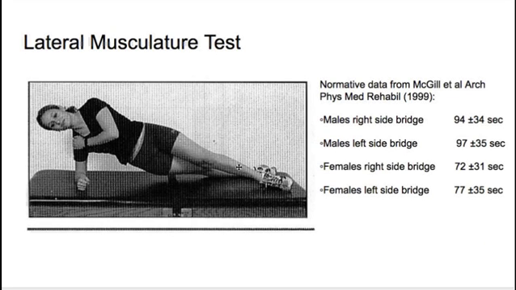This is the lateral musculature test, where the person's on their side and attempts to hold a side plank position for as long as they can. Typically this will work the lateral muscles of the back, particularly the muscles facing the ground. We can time this to see how long they can hold it before they fatigue. And here's some reference times for you to use.